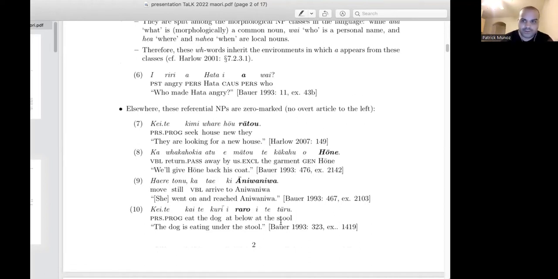Elsewhere, if they're not in these specific environments, but they still have their referential, rigidly denoting readings, you get zero marking. So here's zero marking on the pronoun raatou, which is they. Here's zero marking on Hone, which is a name. Here's zero marking on Aniwaniwa. Sorry, I have trouble with these Maori names sometimes. And then zero marking on raro, which means below.